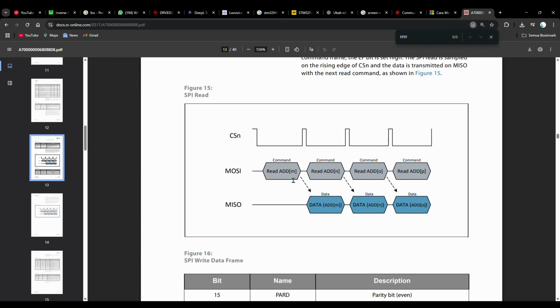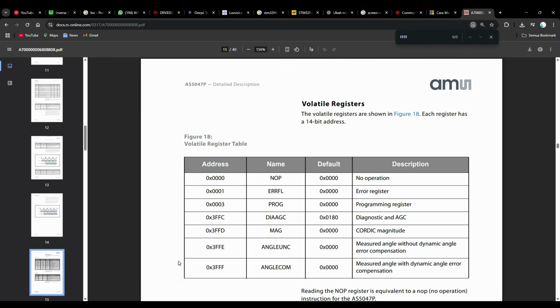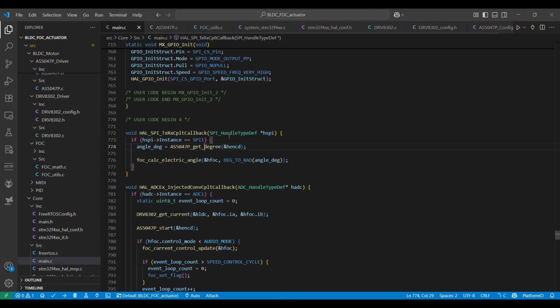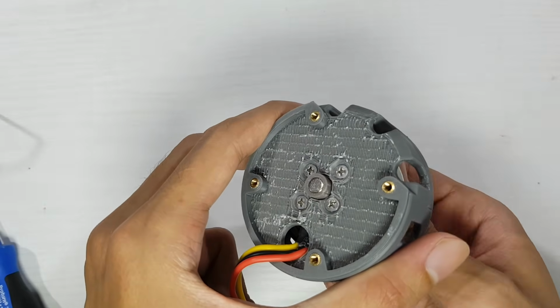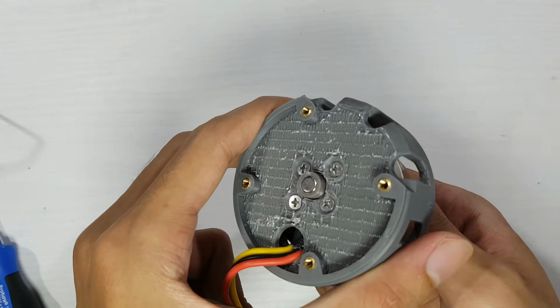The next important step is to read the rotor angle. According to the AS5047 datasheet, we need to send the command 3FFF so that the sensor returns the read angle value. After the sensor finishes sending data via SPI, the SPI callback is executed and the data is converted to degrees. However, it is important to note that this angle is relative. We do not yet know where the 0-degree position is relative to the stator. This is where we need to perform offset calibration.